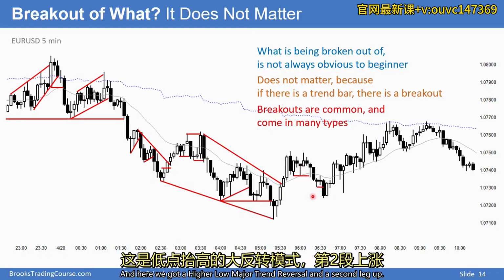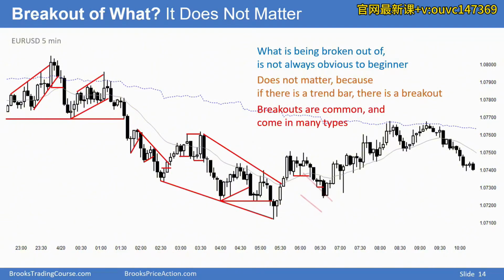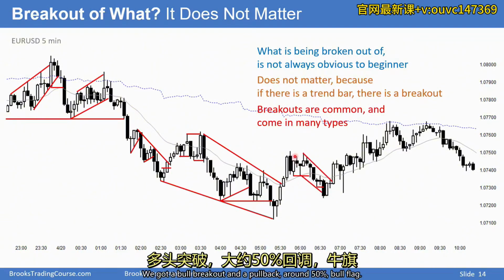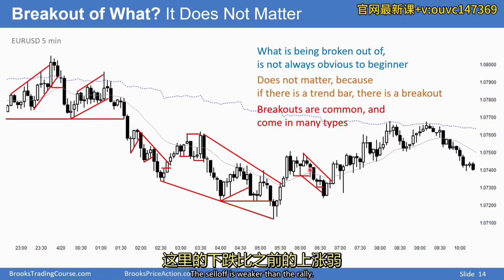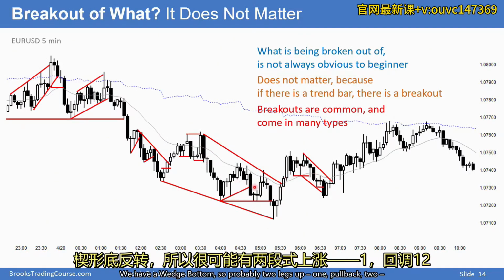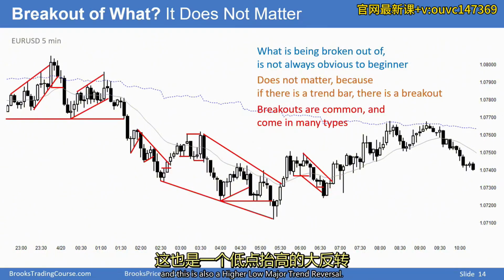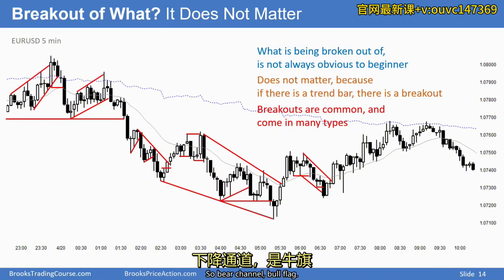And here we got a higher low major trend reversal in the second leg up. We got a bull breakout and a pullback around 50% bull flag. The sell-off is weaker than the rally. And we have a wedge bottom, so probably 2 legs up, 1 pullback, 2. And this is also a higher low major trend reversal. So bear channel, bull flag, we got a bull breakout.